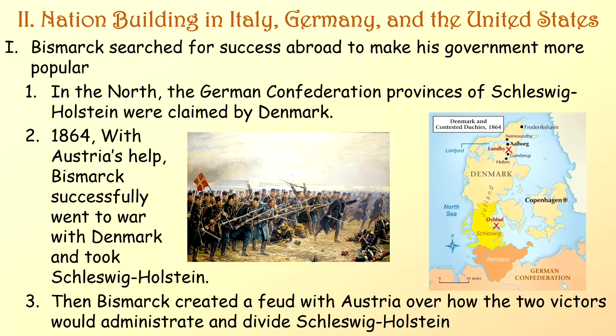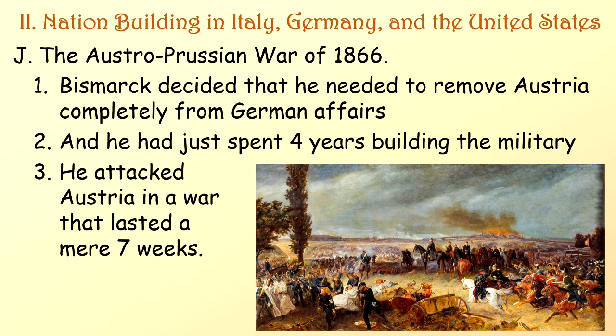In the north, the German Confederation provinces of Schleswig-Holstein were claimed by Denmark. In 1864, with Austria's help, Bismarck successfully went to war with Denmark and took Schleswig-Holstein. Then Bismarck created a feud with Austria over how the two victors would administrate and divide Schleswig-Holstein. The result of all this was the Austro-Prussian War of 1866.